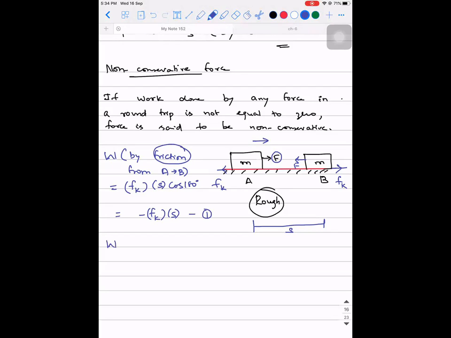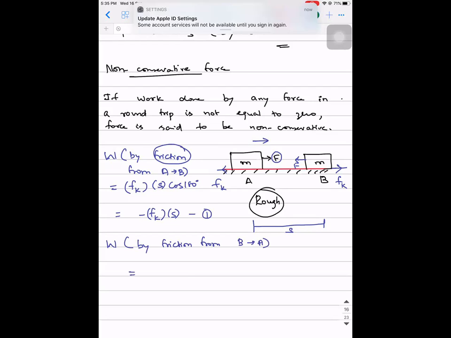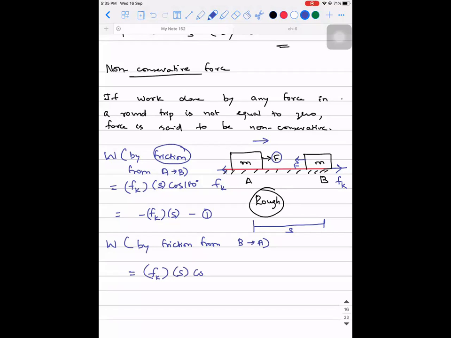Similarly, what is the work done by friction from B to A? Fk times S times again cos 180 degrees. That will be minus Fk S. That will be equation number 2.